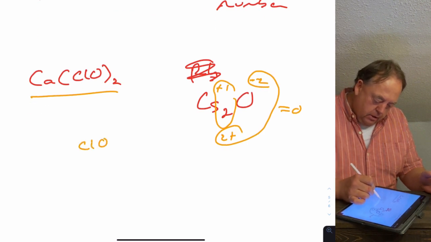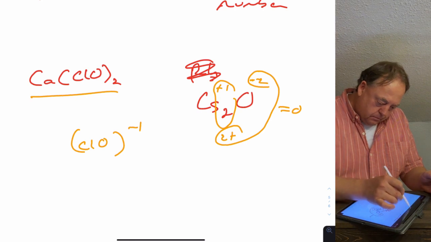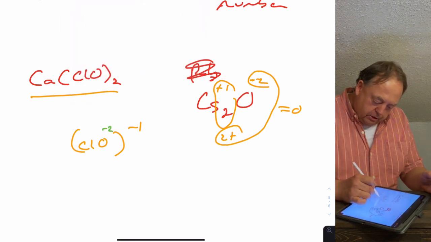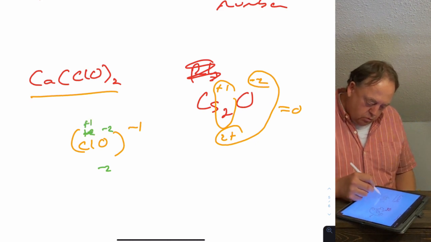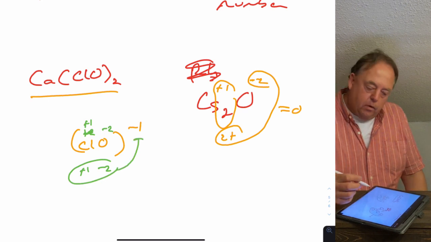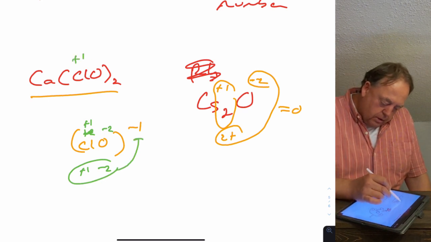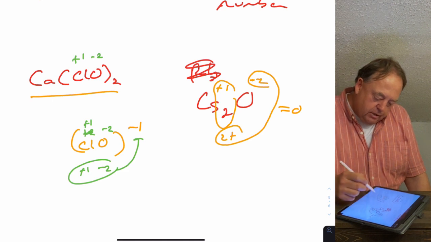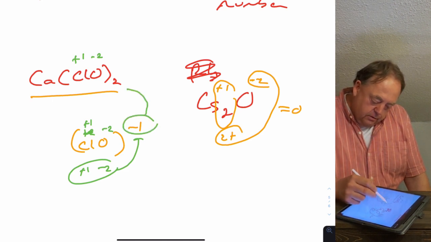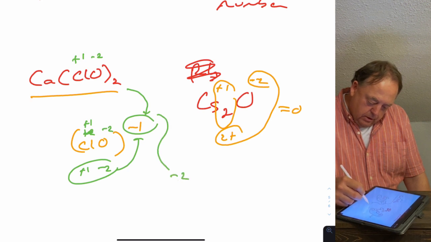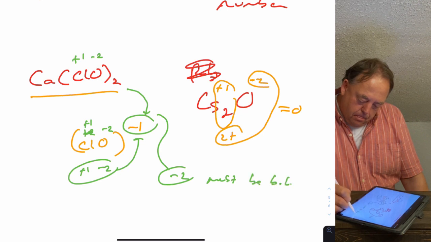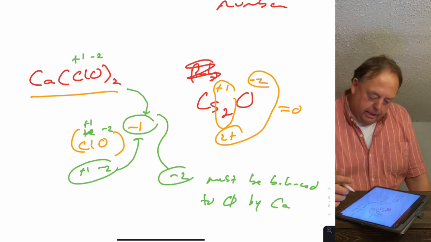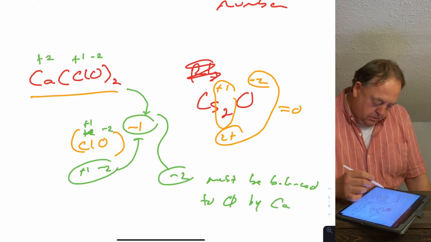So ClO has a net -1 charge. So each oxygen's -2, so that means chlorine must be +2. No, it means chlorine must be +1. So that way they can sum to -1. So chlorine's +1, oxygen's -2. What's calcium? Well, since there's 2 of these, there's 2 negatives that must be balanced to 0 by calcium. So calcium would have to be +2.